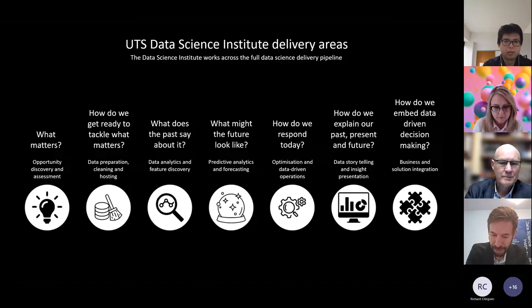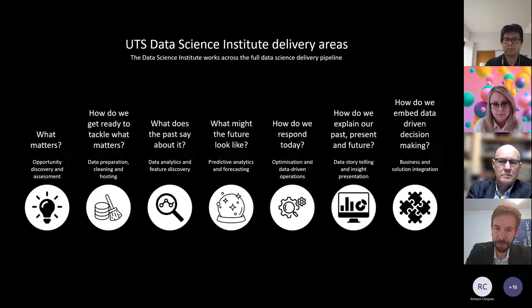But just to give you a sense of where the Data Science Institute is focused, it really is across that full delivery pipeline. So we engage with partners all the way at the very start of opportunity discovery and assessment, and that includes organizations that are right at the beginning of the data maturity cycle, all the way through to really data mature organizations looking to fine tune existing product. And then from there, it really is deploying a whole raft of different data science technologies. So that can be some of the more pragmatic data cleaning, hosting, preparation, data analytics, so development of dashboards and the like in really intuitive and user-friendly ways.